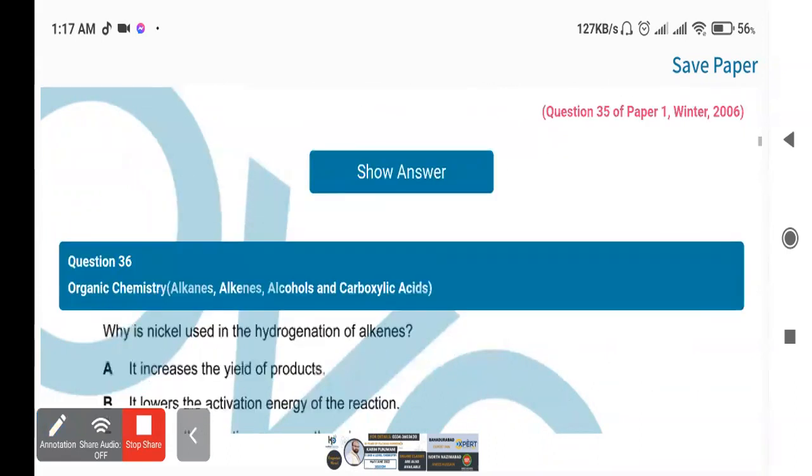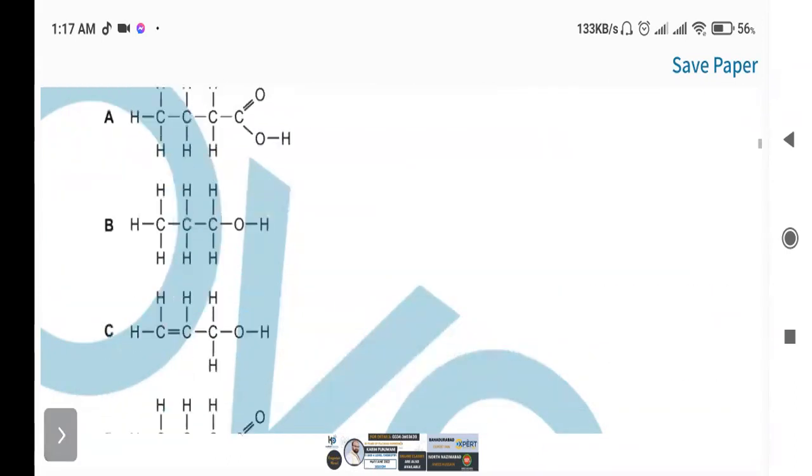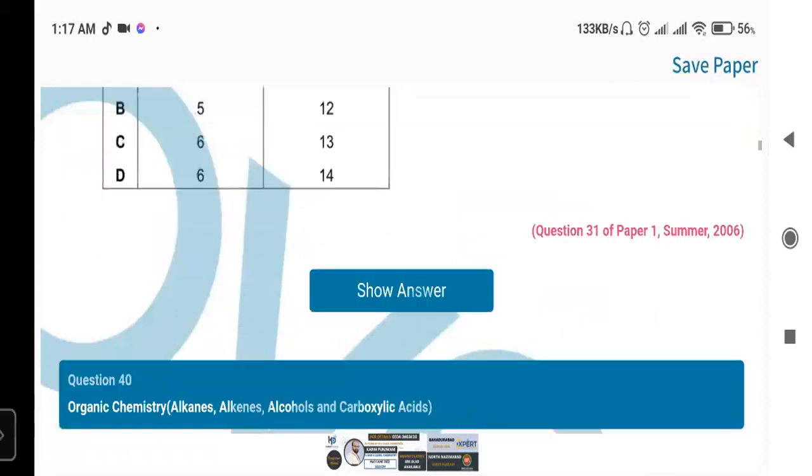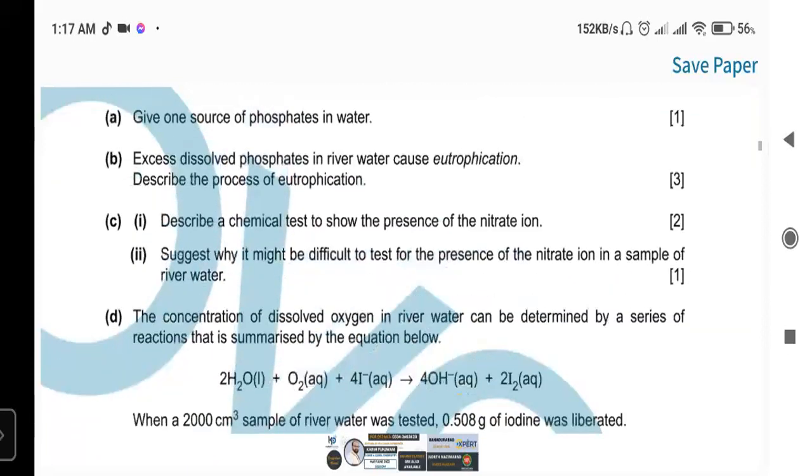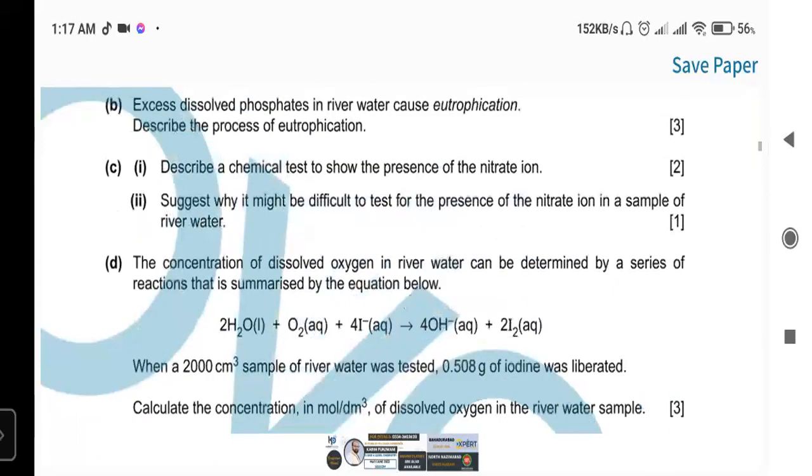These are theoretical questions. Sorry, these are MCQ questions. Let's skip. Is it a question of organic? I don't think so.